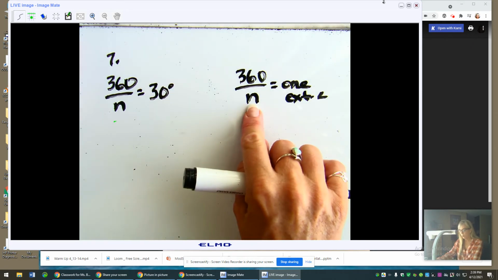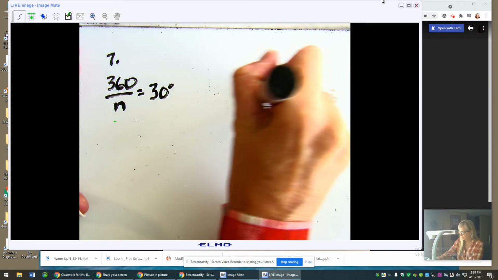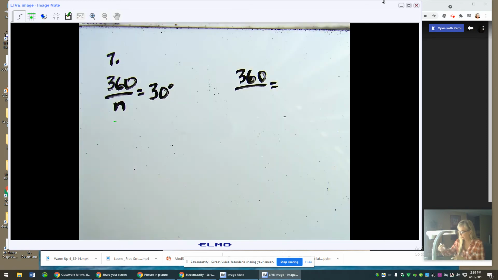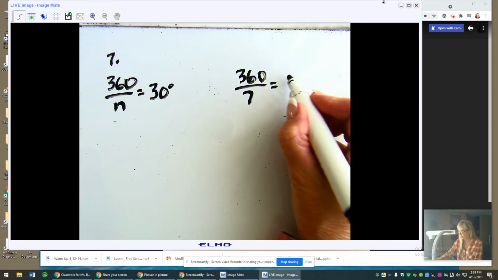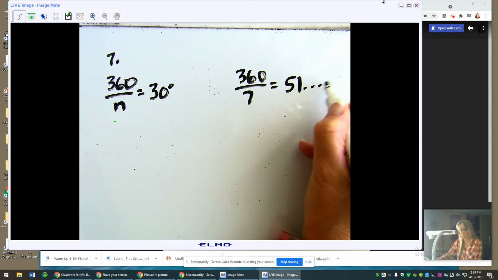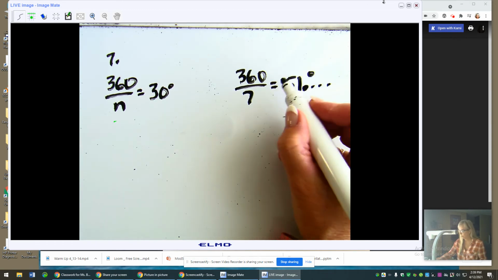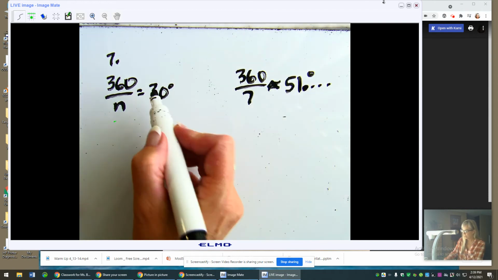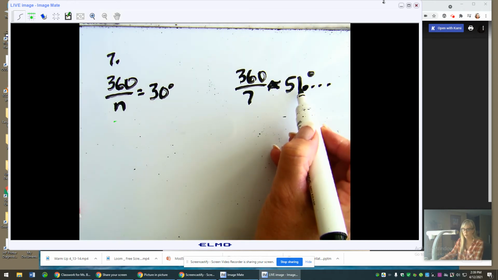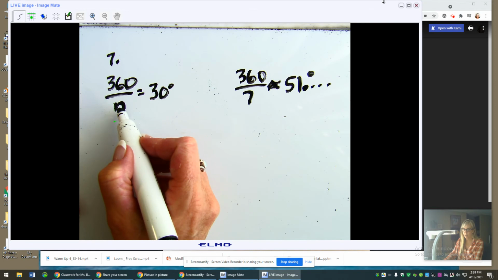Before, we knew what n was. We plugged in 7. And I already erased it. We got 51 some degrees about. And now we have the angle measurement for 1 exterior. We're looking for the number of sides.